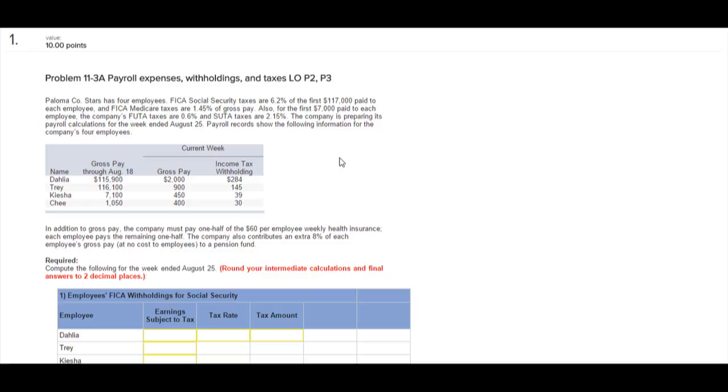For the first part, we have to calculate how much of the person's gross pay is subject to Social Security taxes. We are told that after $117,000, no more will be taxed. I wish I made that much in a year.